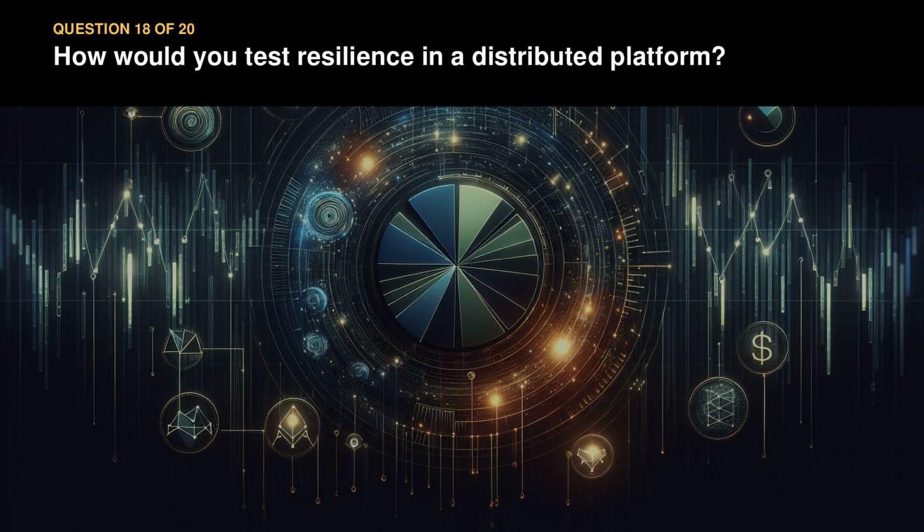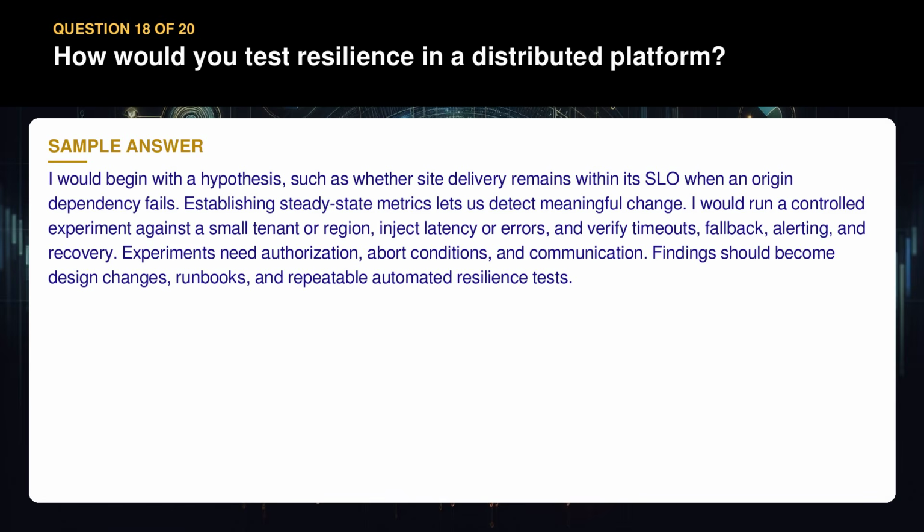Question 18. How would you test resilience in a distributed platform? I would begin with a hypothesis, such as whether site delivery remains within its SLO when an origin dependency fails. Establishing steady-state metrics lets us detect meaningful change. I would run a controlled experiment against a small tenant or region, inject latency or errors, and verify timeouts, fallback, alerting, and recovery. Experiments need authorization, abort conditions, and communication.